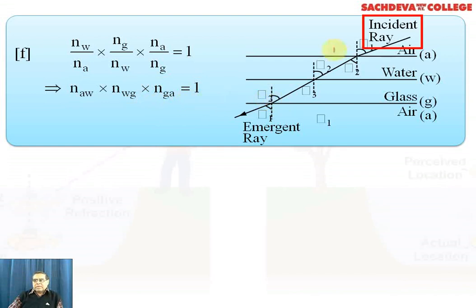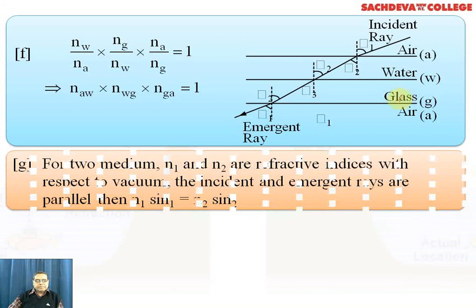That is, the incident ray of light is passing from air to water, so it is bending towards the normal. Then from water to glass, that is from rarer to denser again, it is bending towards the normal. Then the emergent ray is moving again in the air medium. So obviously it is shown that it is bending away from the normal.